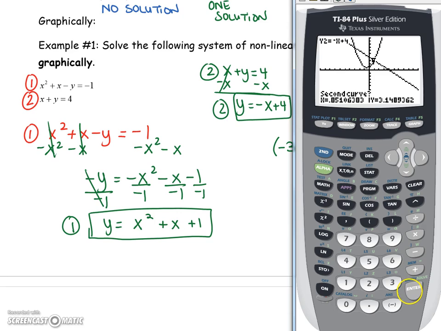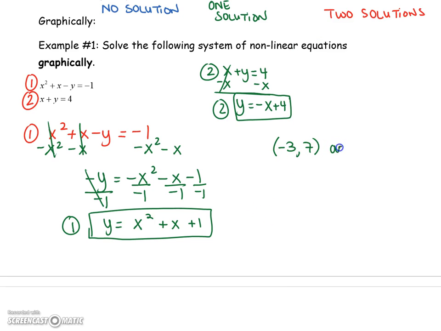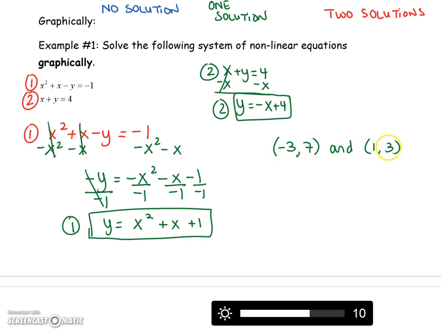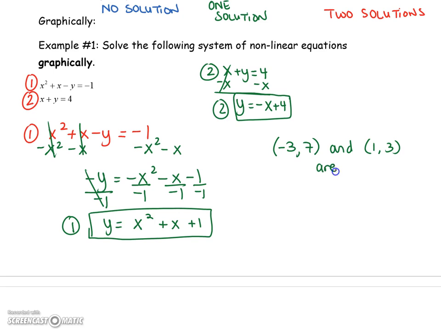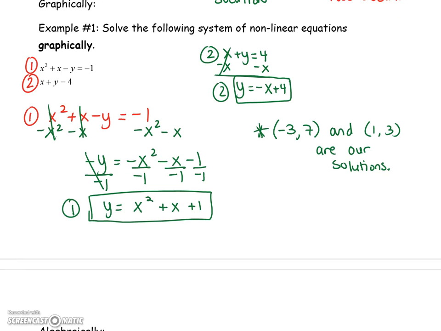It's asking me first curve. Sure, yes, I'm the parabola. Now I'm on the line. That's the second curve. And now it's asking me, should I guess? Please guess, enter again. And here's the intersection at 1, 3. So our 2 solutions are -3, 7 and 1, 3. All right. Well done. All right, now let's look at another example.